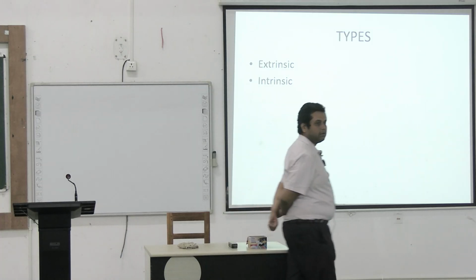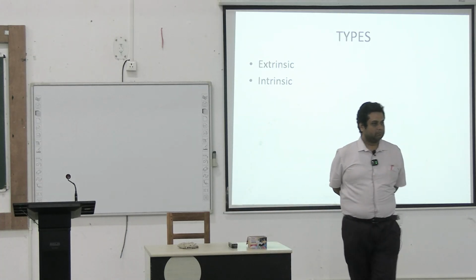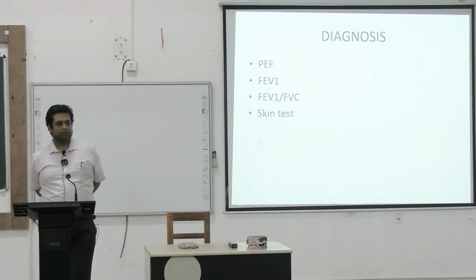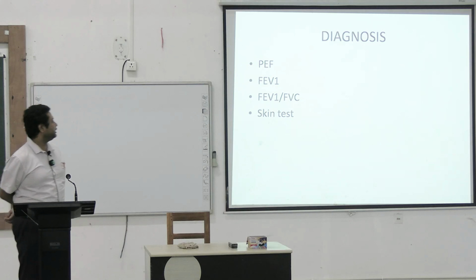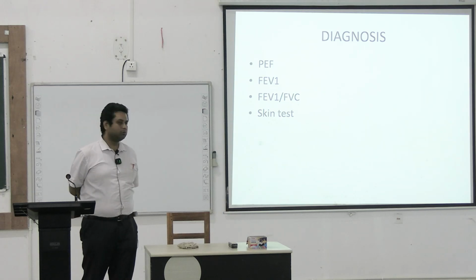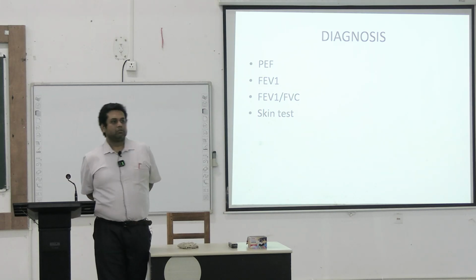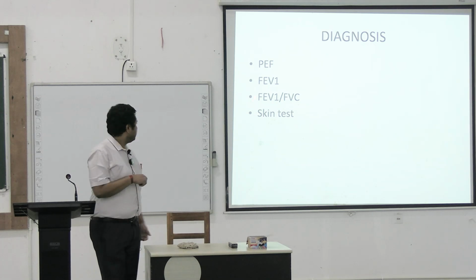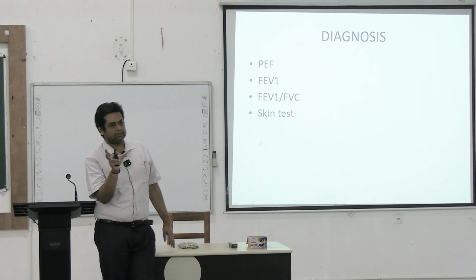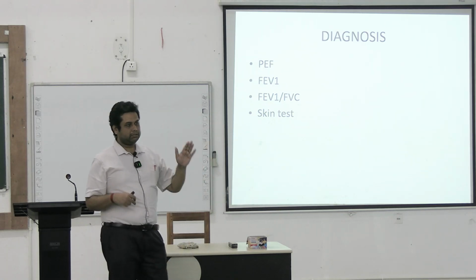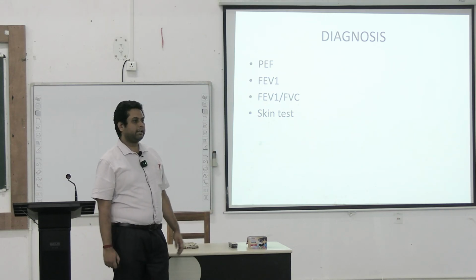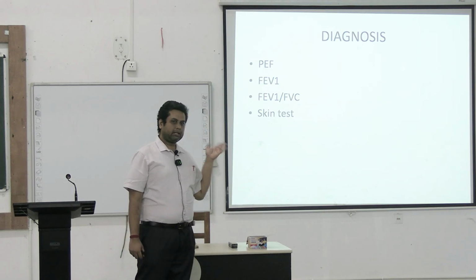And another is the intrinsic type. In intrinsic type, the allergen is unknown. So how do you diagnose? This is PEF, forced expiratory volume in first second by forced vital capacity. So this value is typically more than 70%. 70 to 80%, that is the normal range. If that is less than 70%, it is more likely to be asthmatic, though there are other diagnoses also.